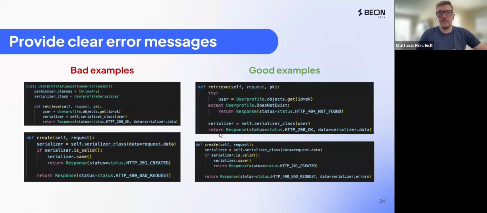So on the right side, we have a create method that also returns the serializer errors. This way, the client will know that it is a 400 bad request because, for example, one field is wrong or one field is missing. So try to keep this in mind when you are developing your endpoints, that you should provide clear error messages to the client.